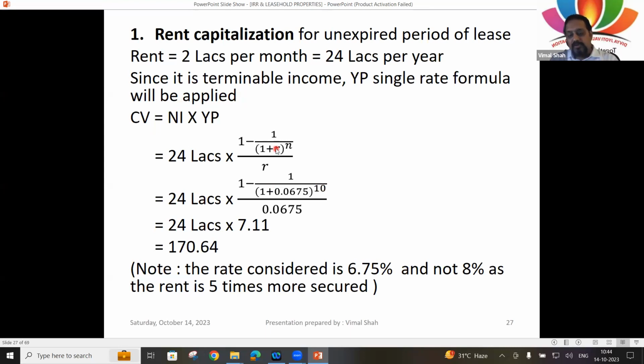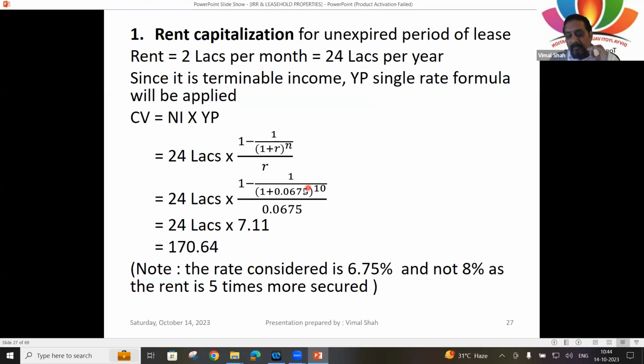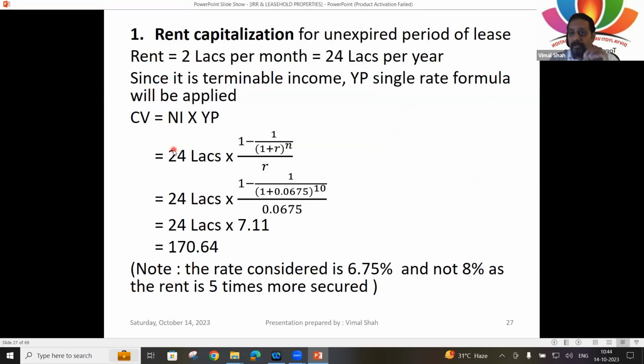And R, I am using, here they had said that the remunerative rate in the market is 8%. But I am using a lower rate of interest, 6.75%. The reason is that the rental value today in market is 10 lakh and he is receiving only 2 lakh. So isn't it a very, very secured rent? अगर आज रेंटल वैल्यू 10 लाख है और अगर आपको 2 ही लाख रुपया लेना है तो वो ऐसी कहीं पे भी भागने नहीं वाला है, बहुत ज्यादा सिक्योर्ड होगा.